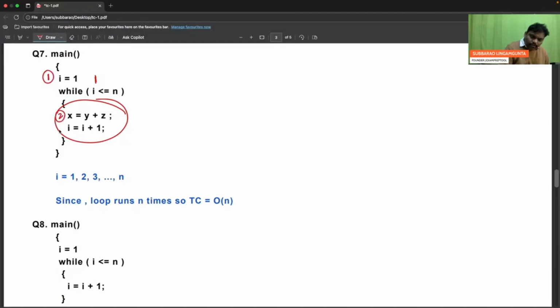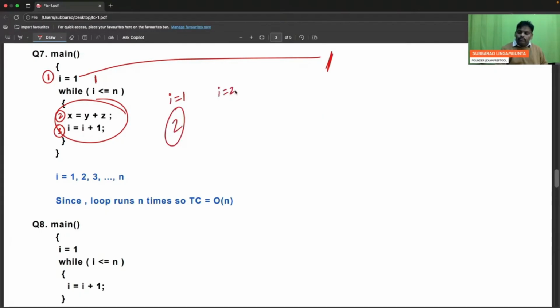Observe here. From now onwards, small things also I will take care. See this one. While running, this statement will execute one time. Now listen. I value 1, these 2 statements will execute. I value 2, 2 statements will execute. I value 3, 2 statements will execute. So continue. How many times? N times.